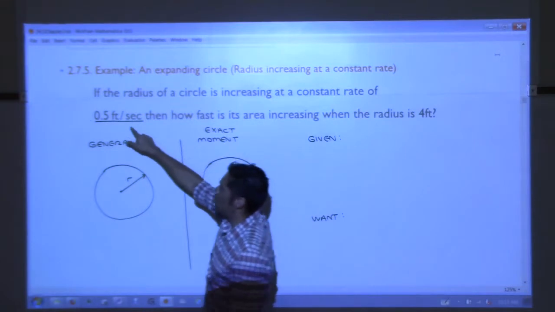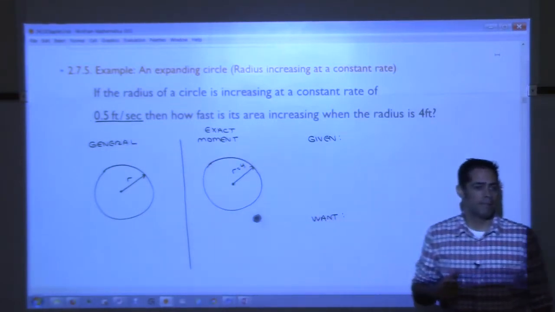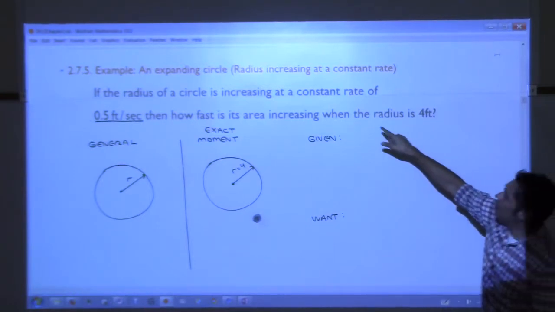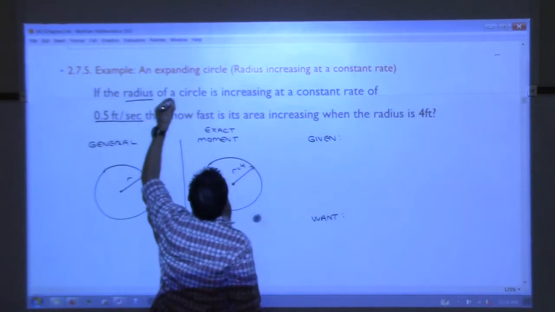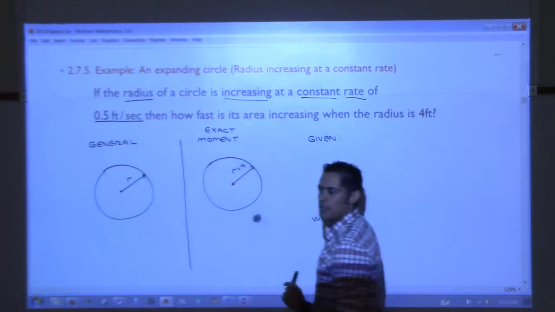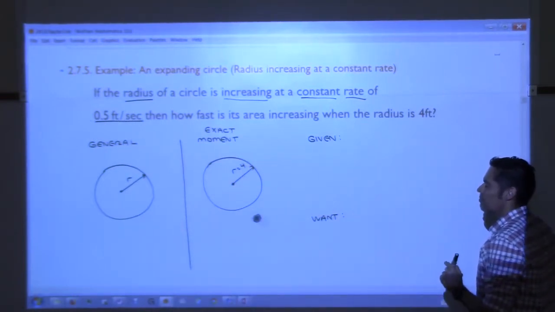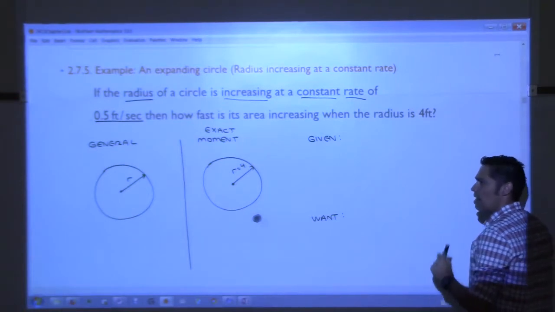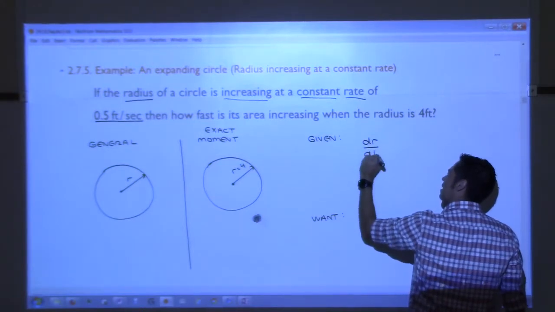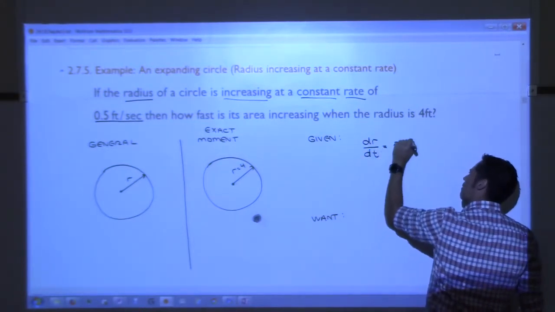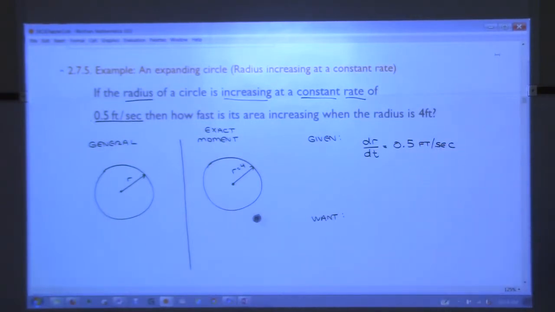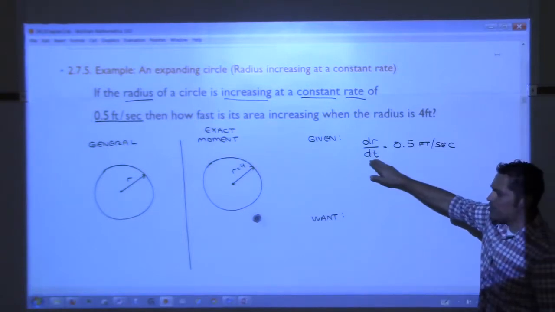This is the rate at which something is changing. That's the rate at which what is changing? The growth of the circle. The area? Nope. The radius, right? So it says the radius is increasing at a constant rate of that. That means my radius is changing with respect to time, isn't it? So dr/dt is 0.5 feet per second. I am given that information. I am given a derivative, aren't I? The rate at which the radius is changing.